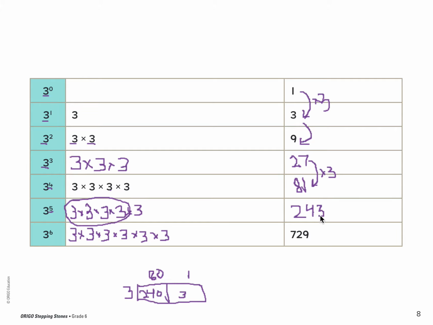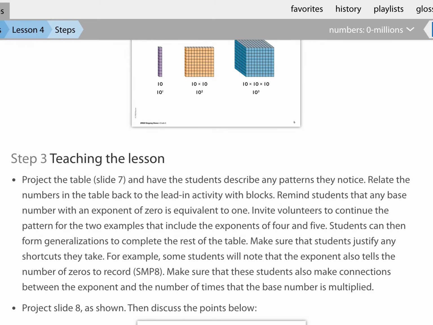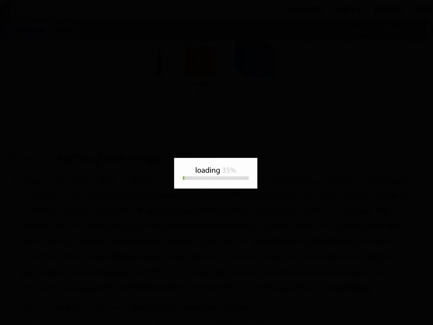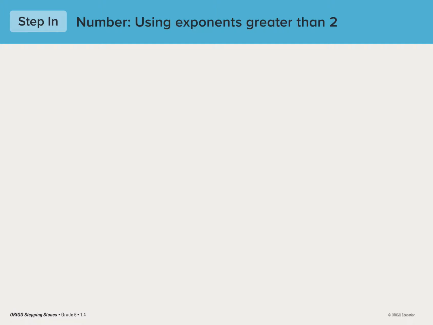Now what I want you to do is go ahead and look at your Canvas, your Notability, and look at the stepping in portion of that workbook that I sent you that you have in your Notability. Wait for this to load.